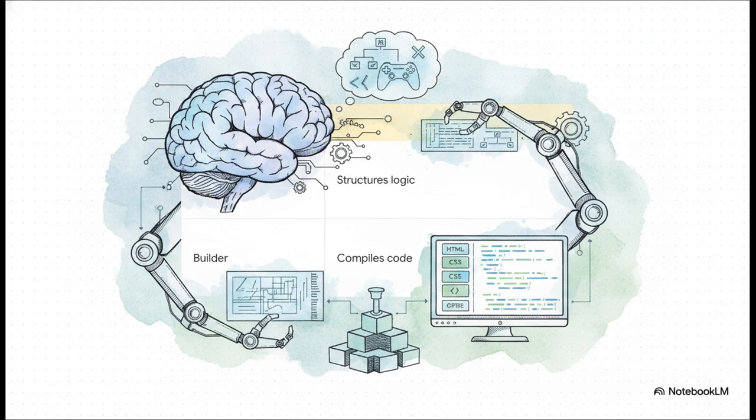Then we pass the baton to Agent 2, the builder. This is the front-end agent. It takes that logic map from the brain and acts as the software developer, strictly compiling plain HTML5, CSS3, and JavaScript, with 0 reliance on external libraries.